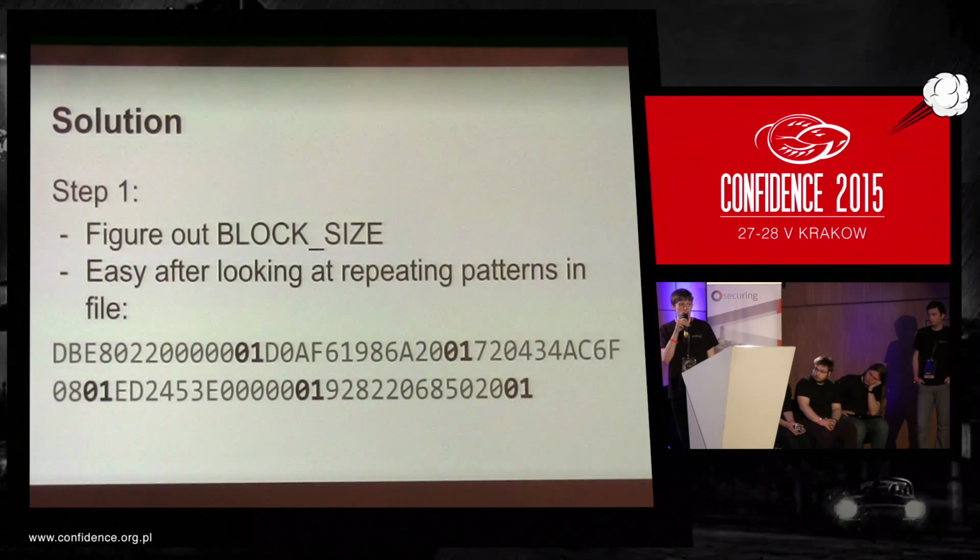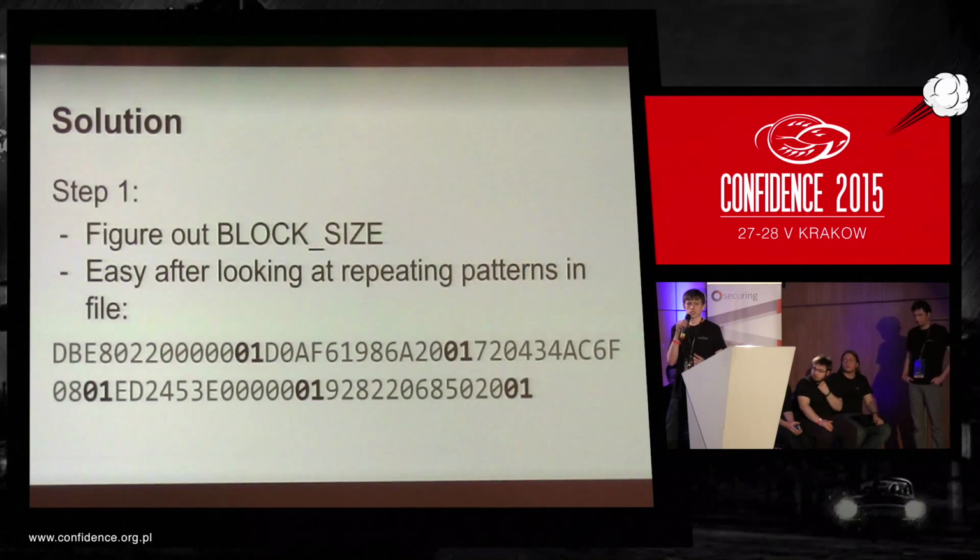You saw the algorithm and the encrypted file. The first step was to find the block size. That was easy because if you look at the encrypted file, there were really a lot of repeating patterns, like a byte which repeated every 7 bytes, because the encryption was poor, especially in the lower bytes.